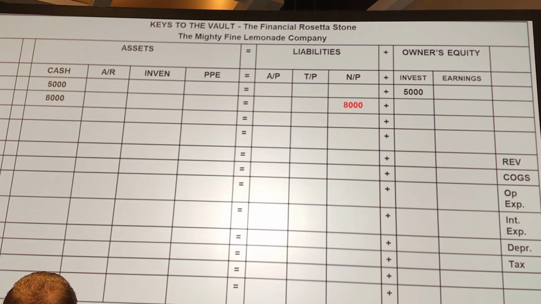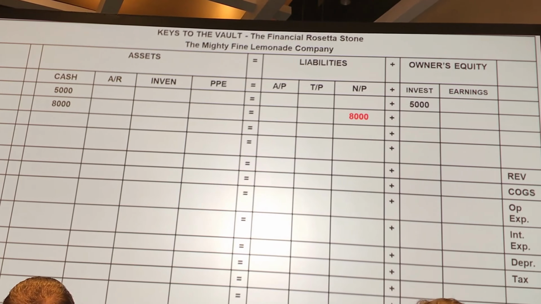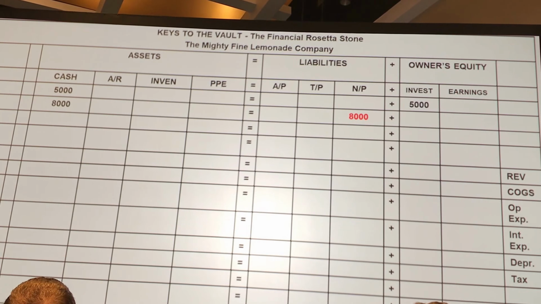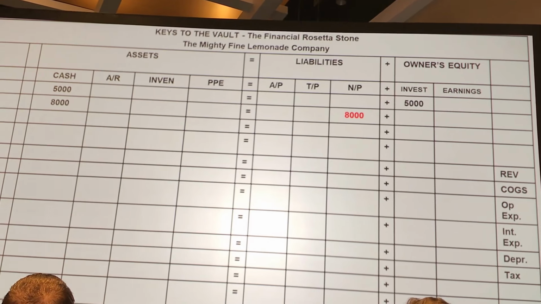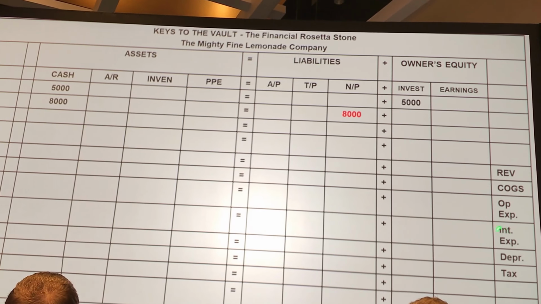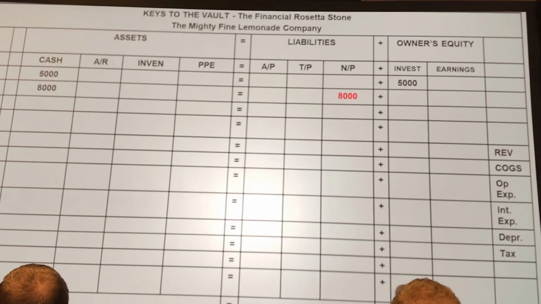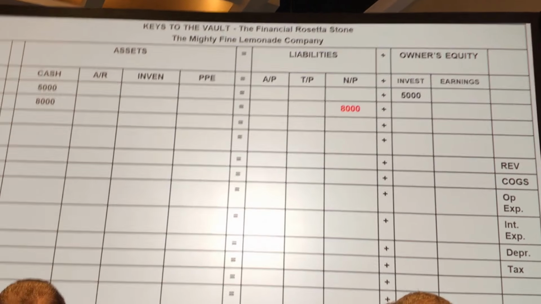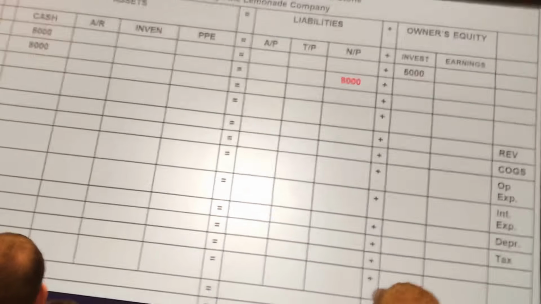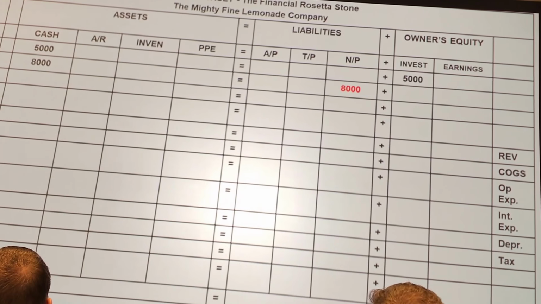How much was the interest I'm going to pay? 800. Is that right? I got to pay 800 of interest. You'll see a line right here on the Rosetta Stone called interest. And over on the right-hand side, it says interest expense. So right here, there's a line called interest. I'm going to use 800 of my cash.